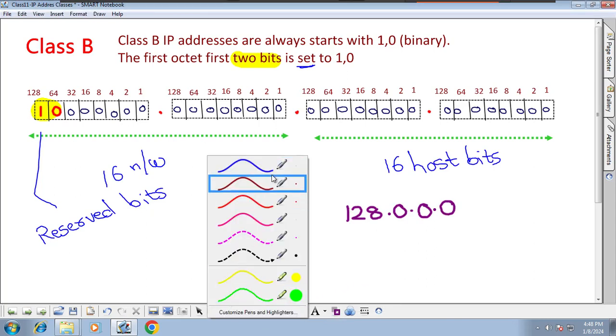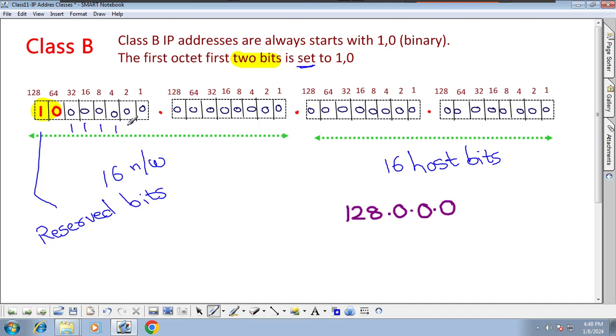Now apply all ones except the first octet's first 2 bits. If you apply all ones in the remaining bits, what IP range will you get? See, 1 0 is fixed, then 1 1 1 1 1 1, which means if you add these place values, 128 plus 32, 16, 8, 4, 2, 1, you will get 191. You are confused about 191, what?